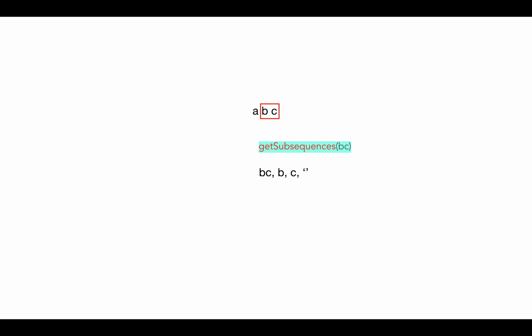So let's again see what would be the subsequences of ABC. If we concat the letter A to all the subsequences of BC, we can get the remaining part. So see, it becomes ABC, AB, AC, and A. So to get this remaining part, we just need to concat the current letter or the first letter to all the subsequences returned by the recursive call.